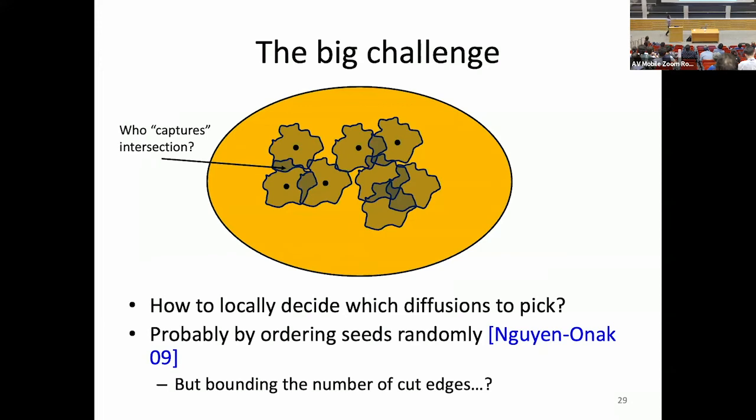So the big challenge is, how do you decide which diffusions to pick? If you look at these two diffusions, they capture some intersection. Which one should actually get that portion, or which of these should actually be run? If you look at the literature in sublinear algorithms, you might think you order the seeds randomly, start there, and then bound the number of cut edges. Okay, so let me give you a toy procedure, which is a global algorithm to partition the graph.